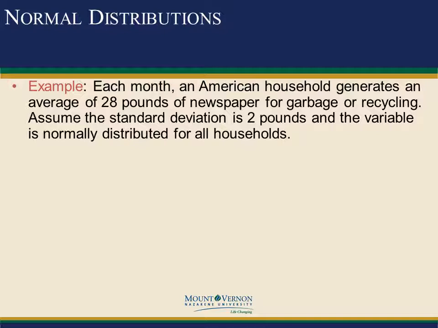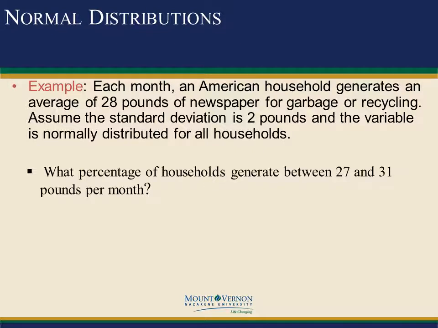For example, if each month an American household generates an average of 28 pounds of newspapers for garbage or recycling, and the standard deviation of that distribution is 2 pounds, then what percentage of households generates between 27 and 31 pounds per month? The first thing you'll want to do to solve this problem is to sketch a normal distribution.